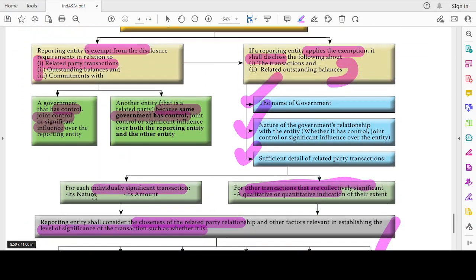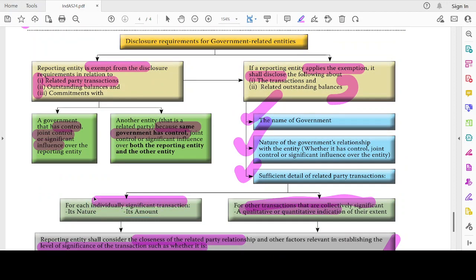That is disclosure requirements for government-related entities. Reporting entities are exempt from the disclosure requirement in relation to related party transactions, outstanding balances, and commitments with a government that has control, joint control, or significant influence, or with another entity over which the government has the same control. For example, Tamil Nadu government has control both over the TNEB and the TNSTC, right? State Transport Corporation buses, right? So if there is some transaction between the bus department and the electricity department, such transaction will be exempt from the disclosure. Okay.